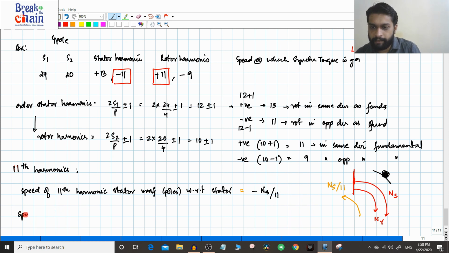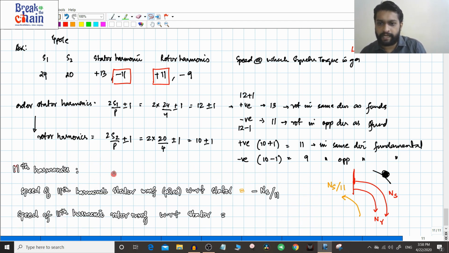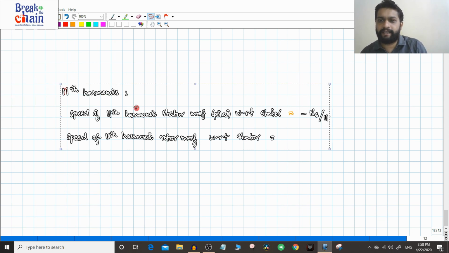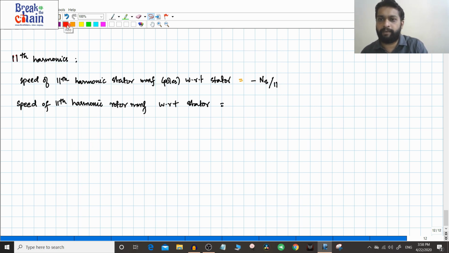Now next what we have to find? We have to find the speed of the 11th harmonic rotor MMF with respect to the stator. This also we have derived in the previous video, but we will derive it once again. So we will take these statements to the next page and we will draw a little bit neat diagram, because understanding this concept is very important. We will do it with the basic theory also, and then I will tell you the short method also.